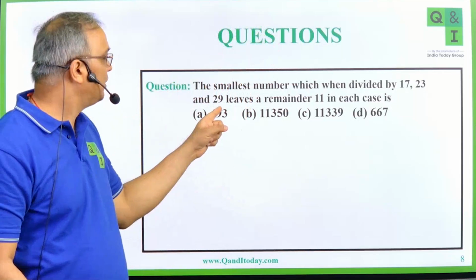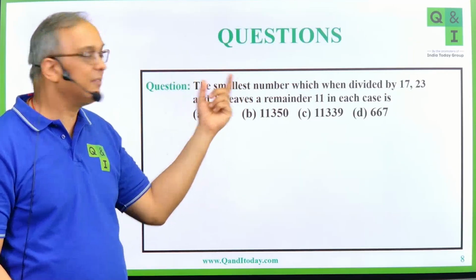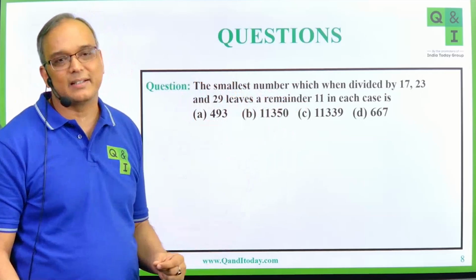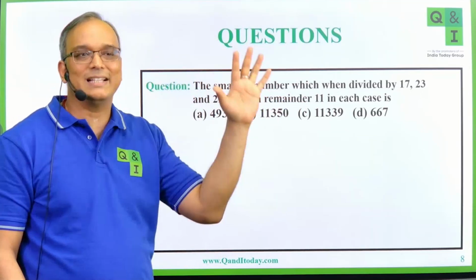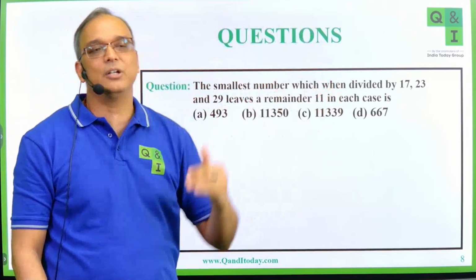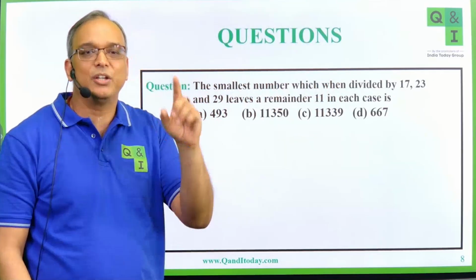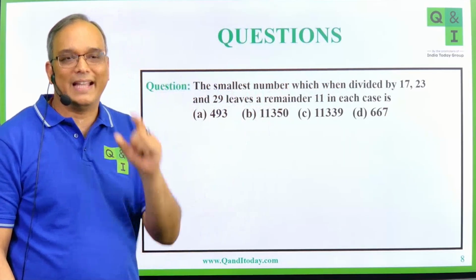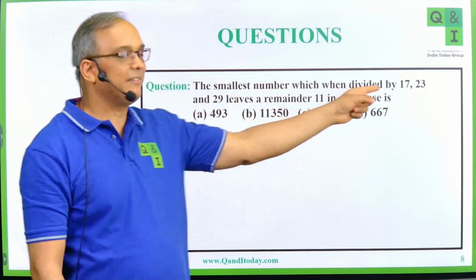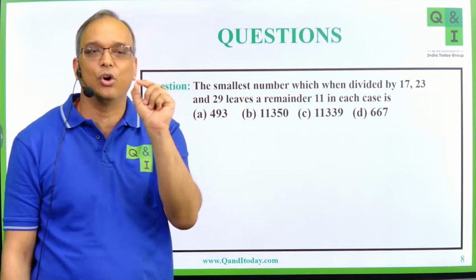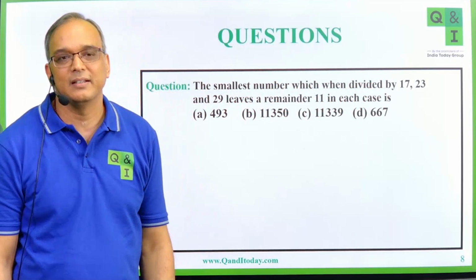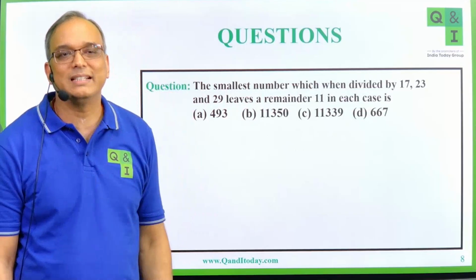Now you have to find that number which leaves 11 as remainder. So that means you will find the LCM and then add 11 to it, because LCM will be exactly divisible, but if you add 11 to it, that number when divided by 17, 23 and 29 will always give 11 as remainder. Is the question clear?